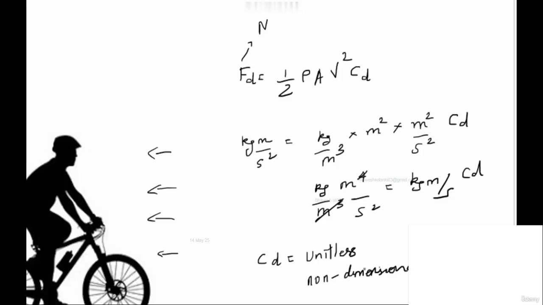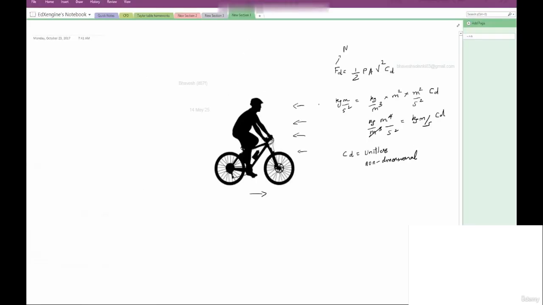Non-dimensional means it does not have any dimensions, which says that there are no units for that particular variable. So here what we are interested in learning is, let us say that there is a cyclist traveling at a particular velocity. What's going to happen to the drag force? That's what we are interested in, and we are going to be writing programs for it.